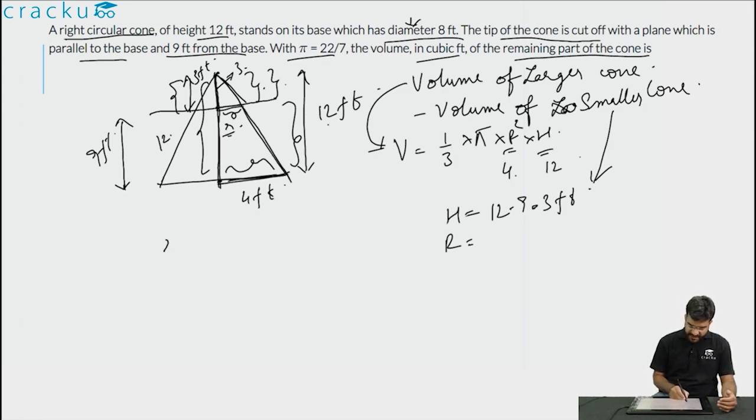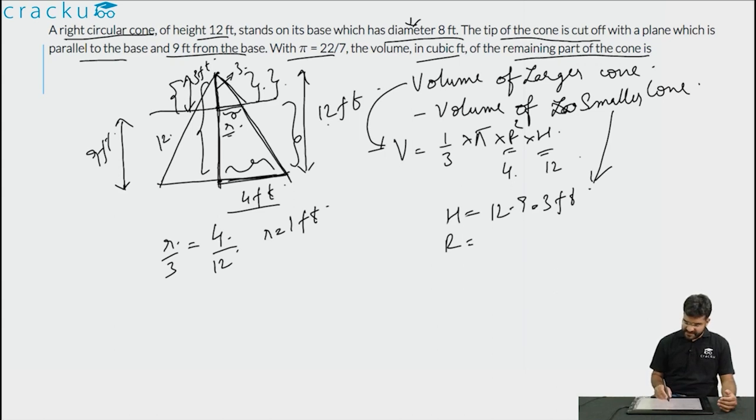Therefore, small r by 3, which is the height of the smaller cone, is equal to 4 by 12, which is the height of the larger cone. Using this, you can calculate that the radius of the smaller cone is equal to 1 foot. So now calculating both the volumes is quite easy.